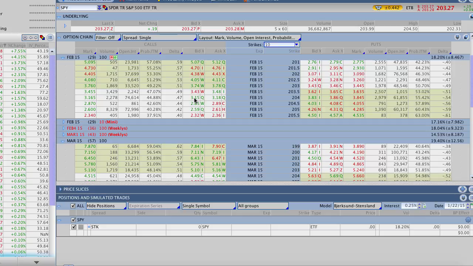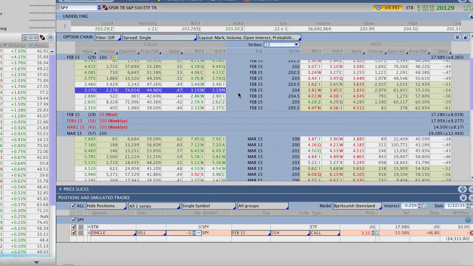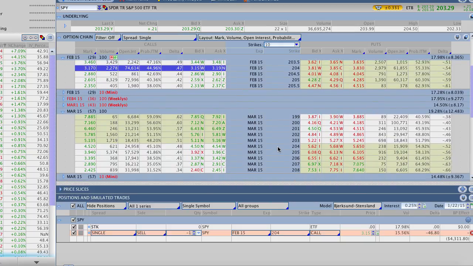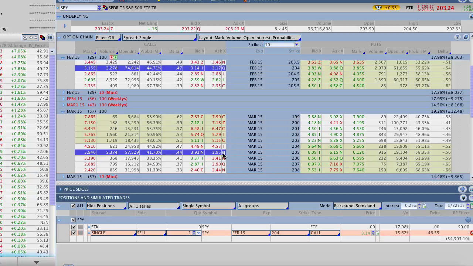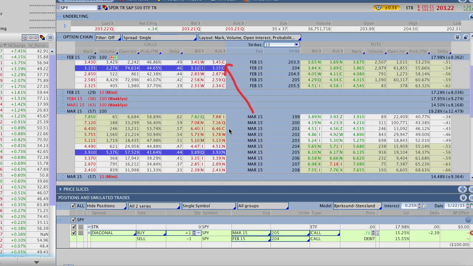So what we're going to do is focus on the front month, selling the 204 calls. Those are just a little bit above where the market is. And in the back month, we're not going to do the 204s because that would be a calendar. We're going to go out to the 205s and buy those. So again, we sold the front month 204 strike and went out to the back month and bought the 205s, which is one strike higher. You can see that price right now is about 75 cents. That's how much it's going to cost us to get into this diagonal spread.